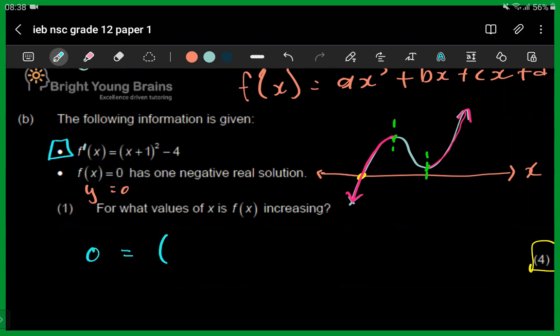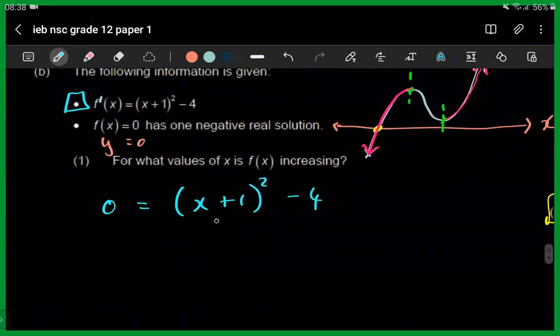So let's make our first derivative equal to 0. The reason why we're making our first derivative equal to 0 is because we need the x values of our turning points. If we get the x values of our turning points, we can say the graph is increasing from this x value going to the left and from this x value going to the right. So let's solve for x.